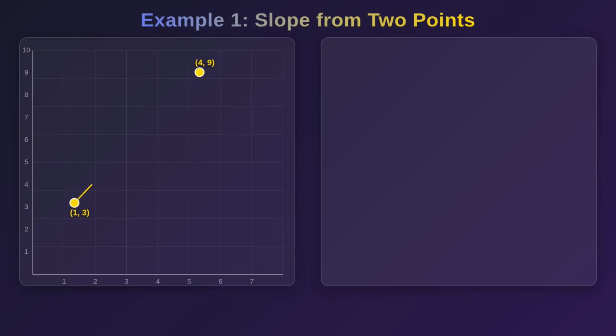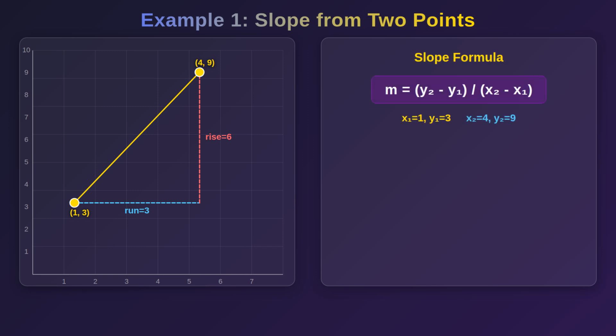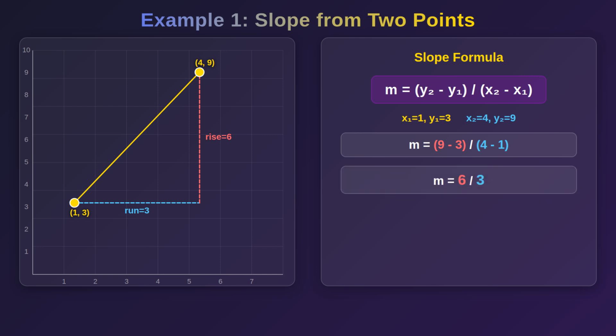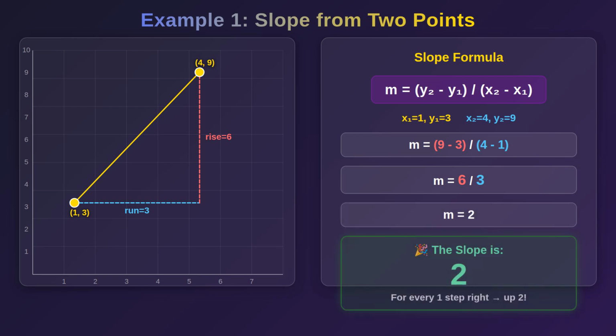Let's try Maya's first practice problem. She has 2 points, (1, 3) and (4, 9). We want the slope. First, label them. x1 is 1, y1 is 3, x2 is 4, y2 is 9. Now plug into the formula. m equals (y2 minus y1) over (x2 minus x1). That gives us (9 minus 3) over (4 minus 1).